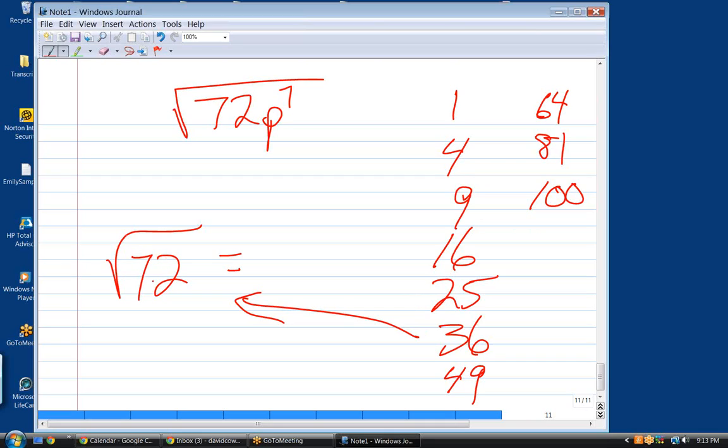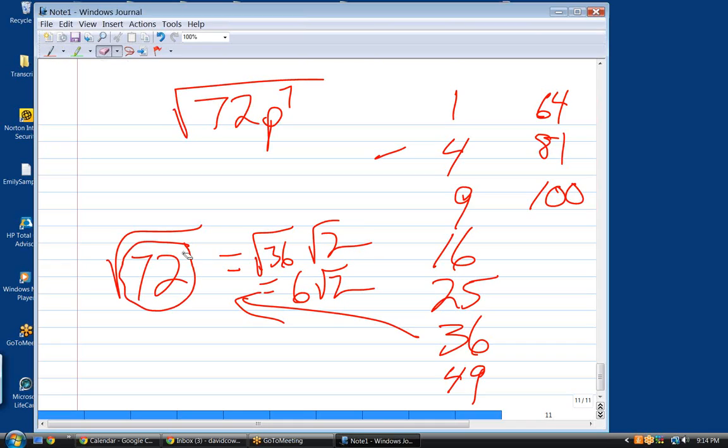Now we have a couple that do. 4 does. But if we can get the biggest one that does, it'll simplify the problem quicker. Well, 36 does also. So I can turn this into this, and now that becomes 6 root 2. So you're always looking for a factor of that that is a perfect square number.